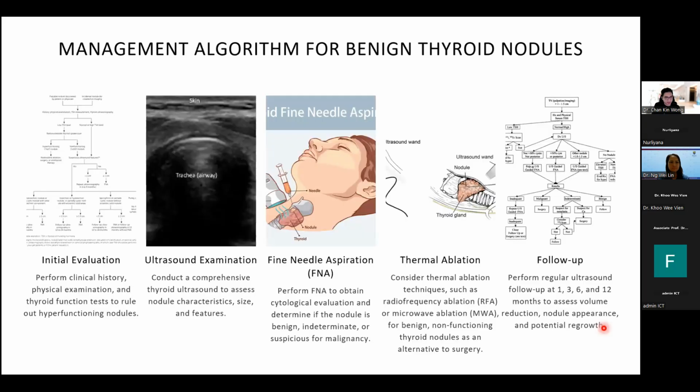And this is just a reminder of the algorithm. So initial evaluation in the clinic, blood test, and then you send the patient for imaging. So after imaging, you need to have a FNA of the lesion that the patient wants to ablate, at least 2 samples if it's a solid, and if it's a spongiform, you can only go with 1 sample, it's fine. And then the patient will be referred for thermal ablation. And after that, follow up for 1, 3, 6, and 12 months.